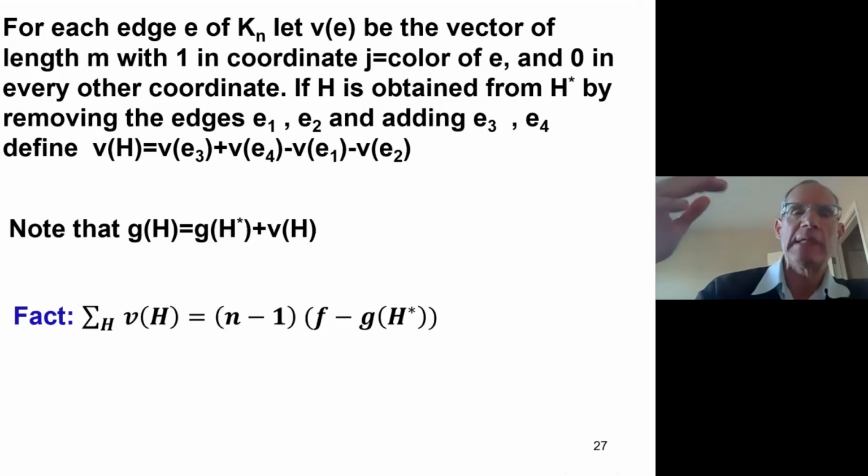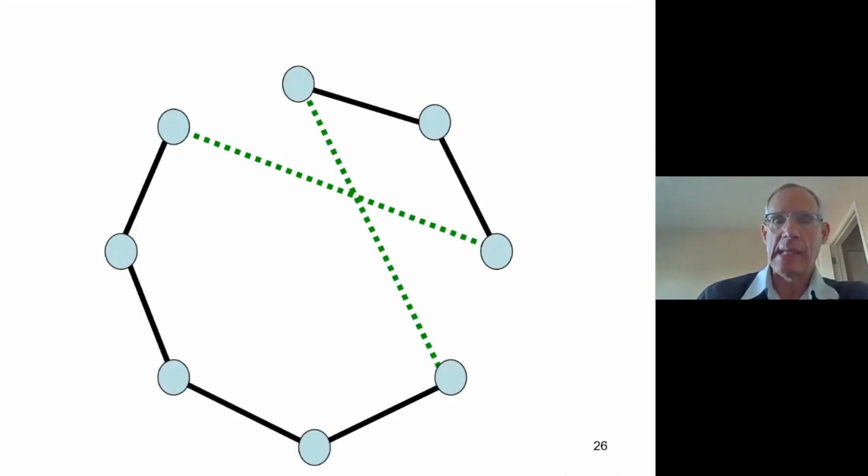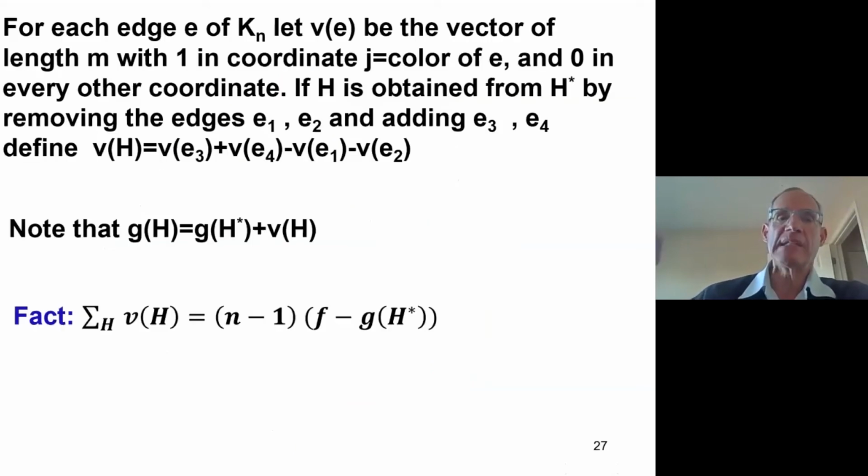Now you see, by symmetry, if we take the sum of all the VHs, then it's clear that every edge, let's look at this picture again, every edge that is not in the Hamilton cycle will be added the same number of times, and every edge that is in the Hamilton cycle will also be subtracted the same number of times. So this sum should be some constant times f minus possibly some other constant times g, but the 2 constants have to be the same because the sum of the coordinates of v is 0, and so is the sum of the coordinates of f minus g of H. So they are the same, and if you work it out, it's some constant, I think n minus 3, but we don't care. It's some positive constant times this.